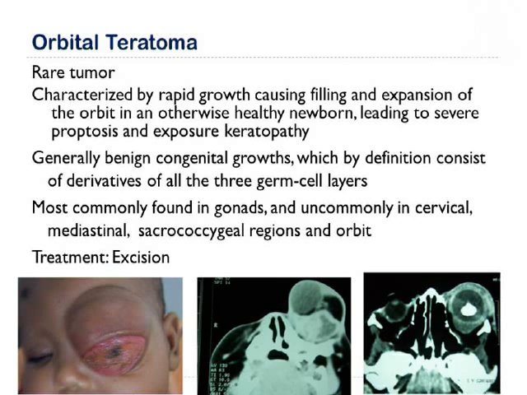Coming to orbital teratoma, a very rare entity characterized by rapidly progressive proptosis, which is since birth, and on imaging you see a multicystic lesion with calcification or bone formation. Teratoma, as we all know, basically arises from the 3 germinal cell layers, and the treatment is excision.